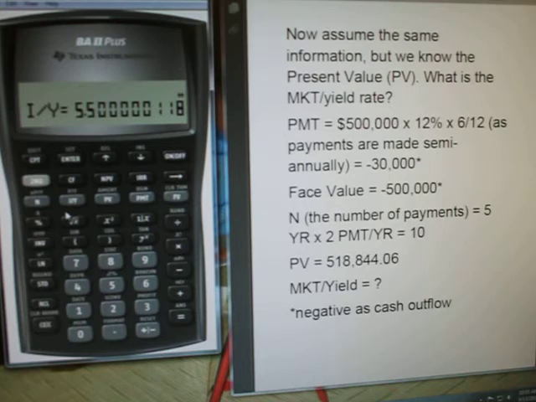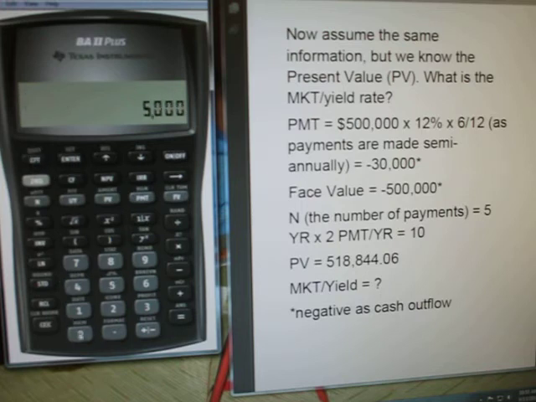Semi-annually, so you have to times by 2. Your calculator is set to 1 payment per year. Because there's 2 payments per year, you need to times that by 2. Now let's do it using Second, P/Y is 2. 2 payments per year. Enter, Second, quit.